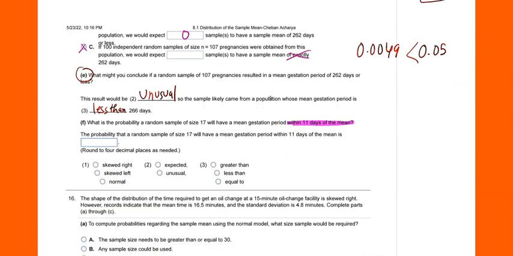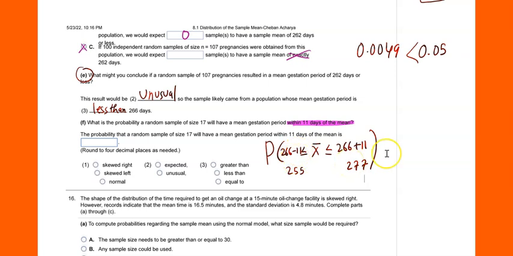Therefore, we are looking for the probability of x bar between 266 minus 11 and 266 plus 11. That's the lower bound, and this is the upper bound. This is going to be 255. This is going to be 277. Pretty much we are looking for the probability x bar is between 255 and 277, because it says within 11 days from the mean. That means the upper bound must be 266 plus 11, the lower bound must be 266 minus 11.